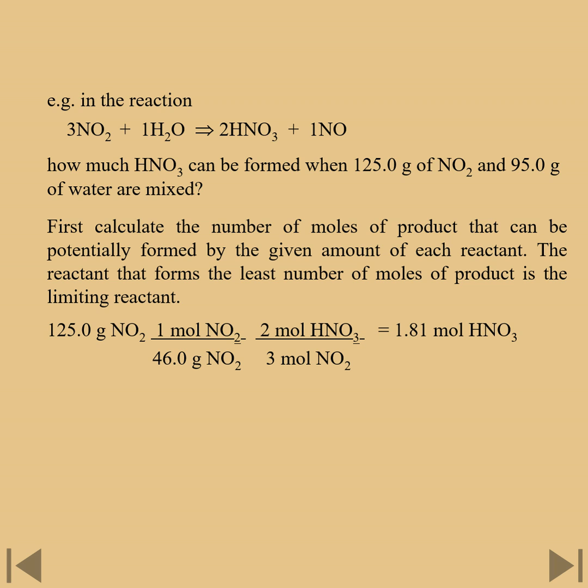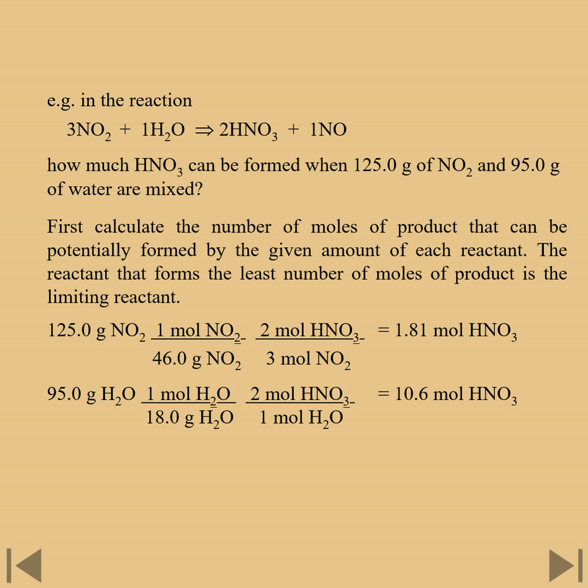And then we do the exact same thing for the information on the water. Mass of water into moles of water, from moles of water to moles of nitric acid. Now, can I actually form 10.6 moles of nitric acid? Well, there's not enough nitrogen dioxide for this. I can only form the smaller amount. The smaller amount is the maximum that you can form. We just don't have enough nitrogen dioxide to form more than this. And so this is our limiting reactant.